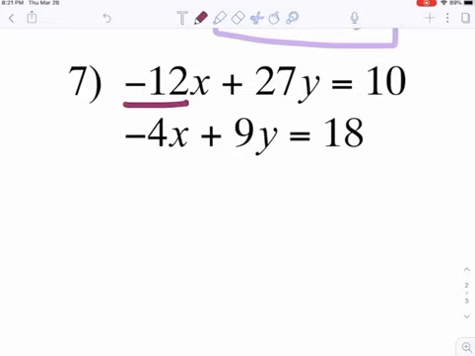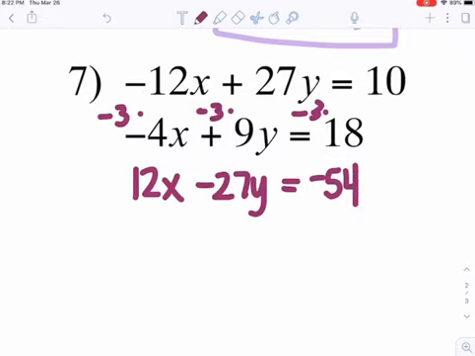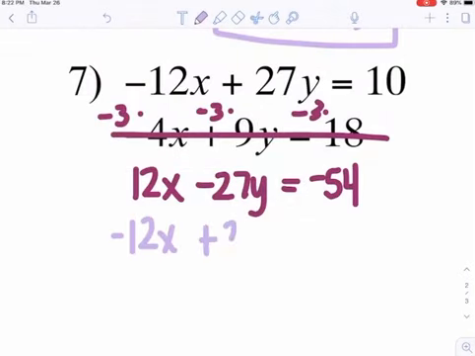So the opposite of -12 would be positive 12. So ask yourself, what times -4 would give me positive 12? Well, that's -3. So I'm going to multiply by -3, but remember, if you multiply one thing, you have to multiply all 3 of them. So that becomes positive 12x minus 27y equals -54. Okay, and then I'm going to cross that out because this is the new equation I'm going to use. Okay, and then I'm going to rewrite the top equation underneath. So -12x plus 27y equals positive 10.